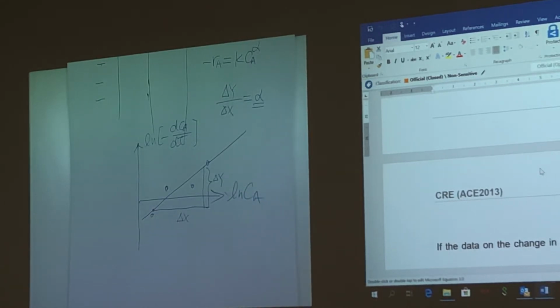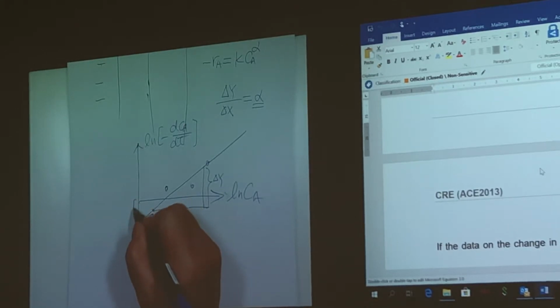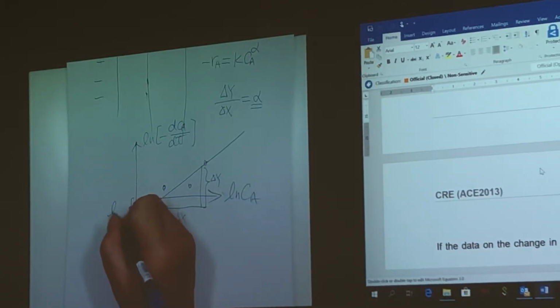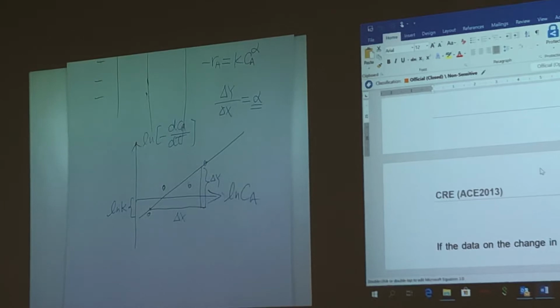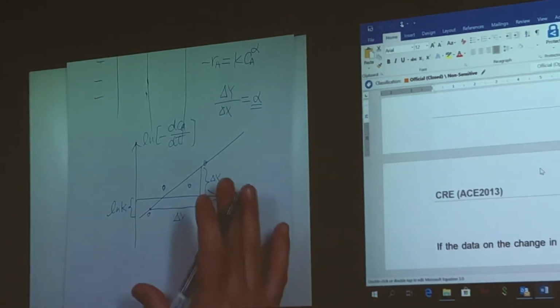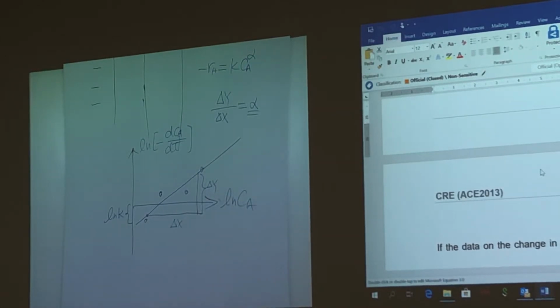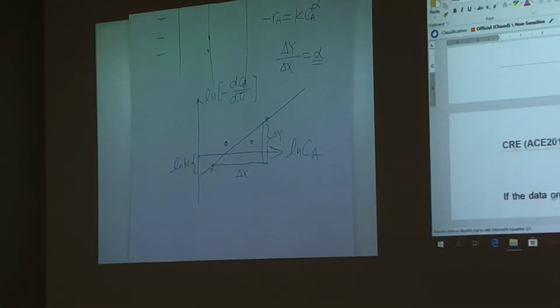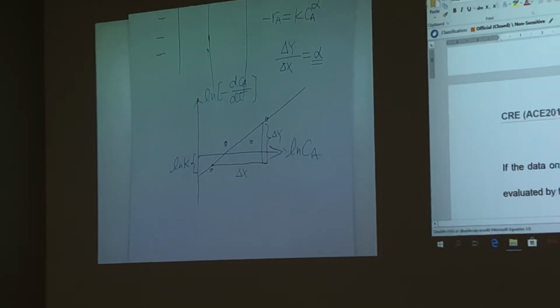And then how to find the k? K will be this from here, log k. The y-intercept will be the k. It will give you the k. Okay? So this part, this is the way we will test you, right? So this is the differential method.